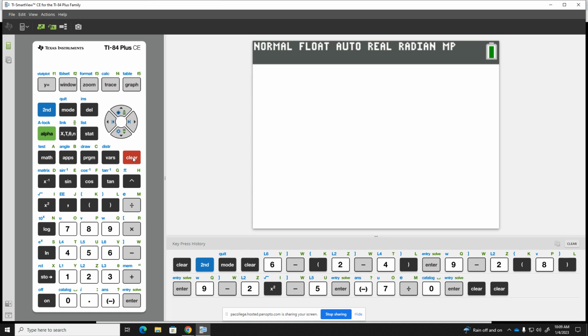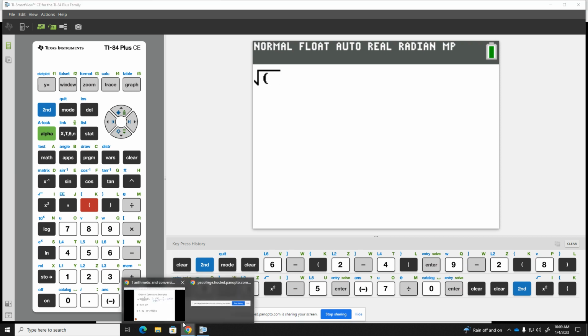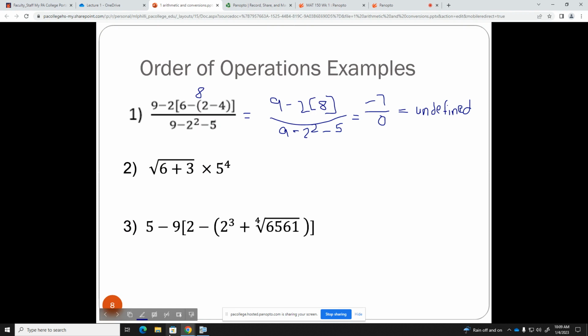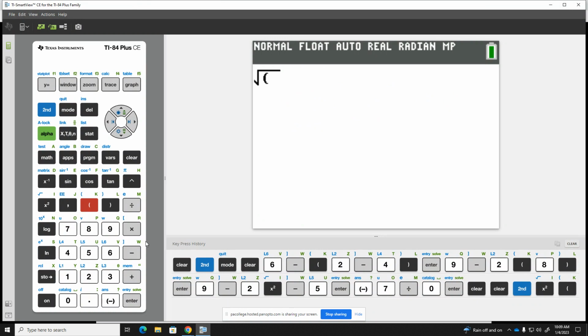So for this problem, we had the square root, and so we'll start by using the second key and the squared key, and that gets us the square root. And then your calculator is going to start that with a parenthesis. And so inside that parenthesis, you want to type, and I forget my problem here, 6 plus 3. So you'll type 6 plus 3, and then you'll end that parenthesis to end the root. And when you end that parenthesis, you are automatically done with the root.